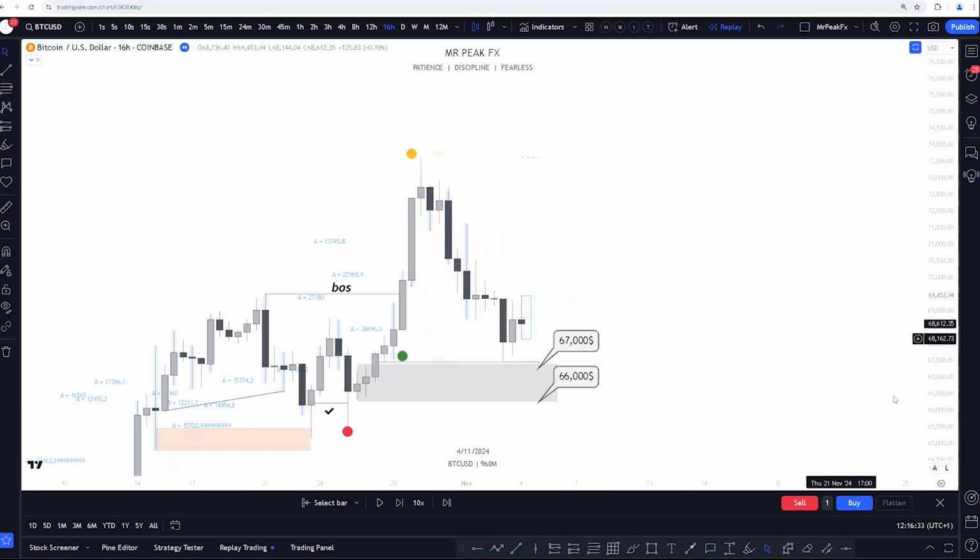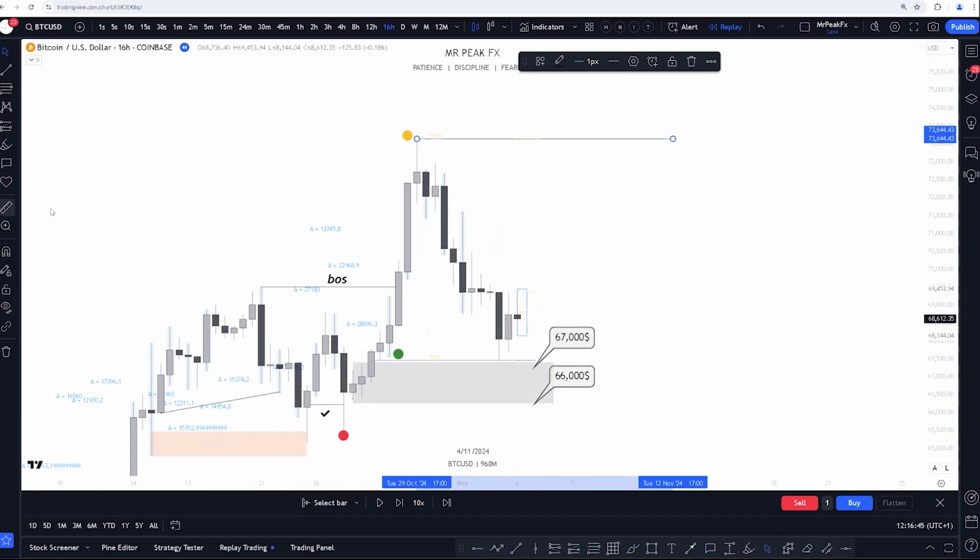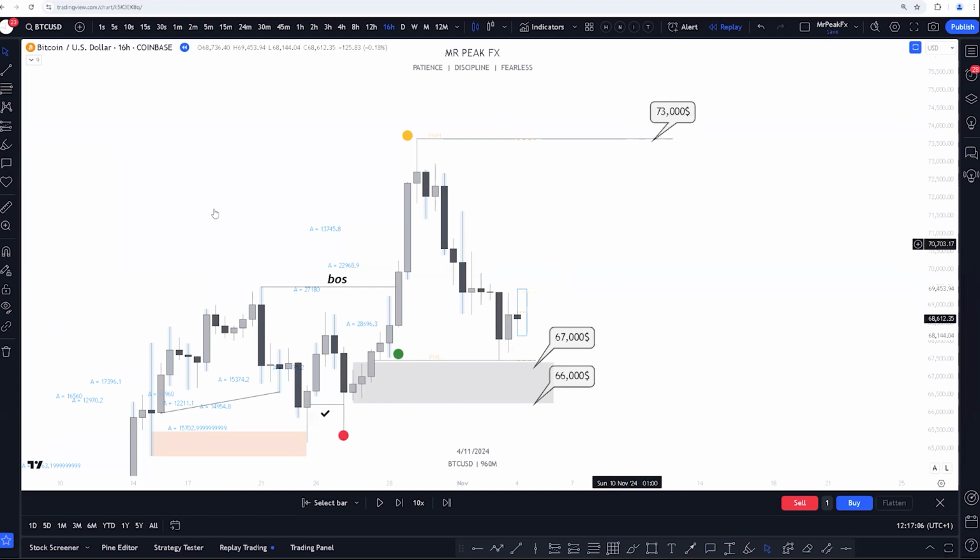And of course, my target is going to be the next external liquidity, which is the recent all-time high that BTC attained. That was 73,000. So that was going to be my final target for this particular trade. It's going to be 71,000. No, $73,000 rather. That was going to be my final target for this trade.